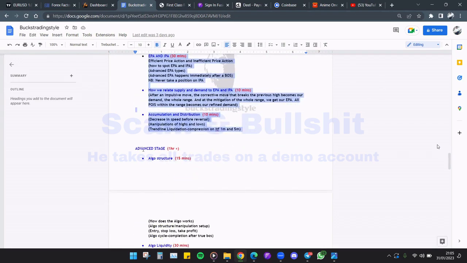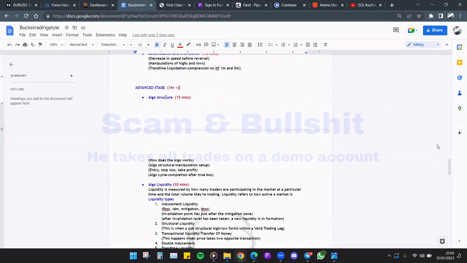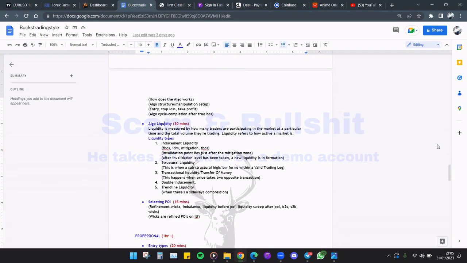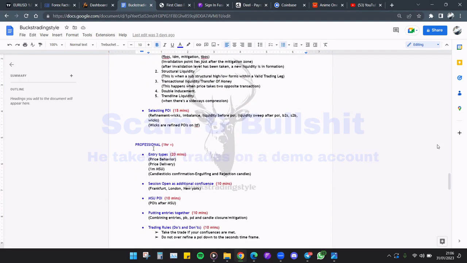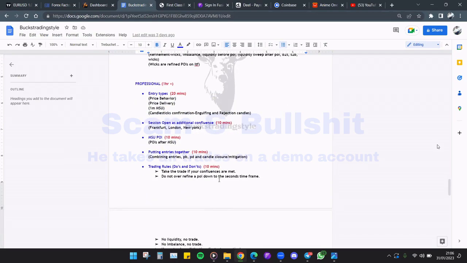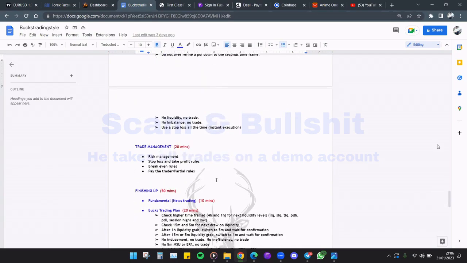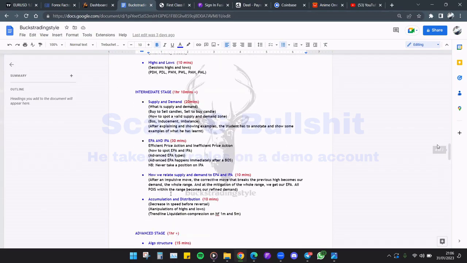Now when we get to the advanced stage, that is when we talk about everything about algo. We'll talk about the algo structure, how the algo works. Then we'll talk about the algo liquidity types, how we select PDH using weeks, and then we go into the professional entry types, the entry models, and all of that, and other stuff. So these are the basic things.